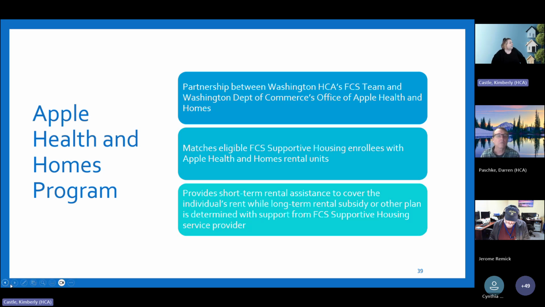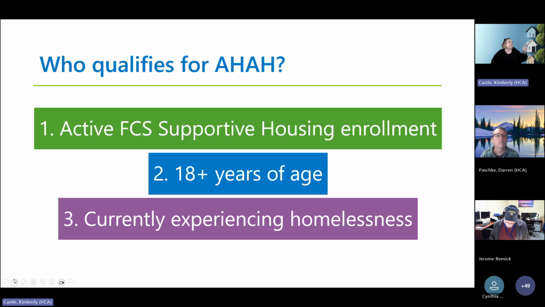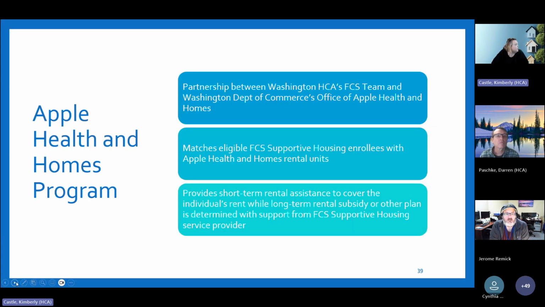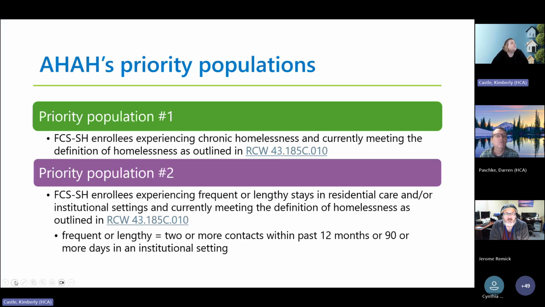Okay, so that's the Apple Health and Homes program. We're excited about it. I just went over that. I just skipped a slide. They do need to be experiencing homelessness. So that's one other factor to think about. This isn't for folks that are at risk at this time. We are prioritizing different populations. Whoops, I just went back. I apologize. So folks experiencing chronic homelessness based on our RCW for our state, which we already went over earlier today.